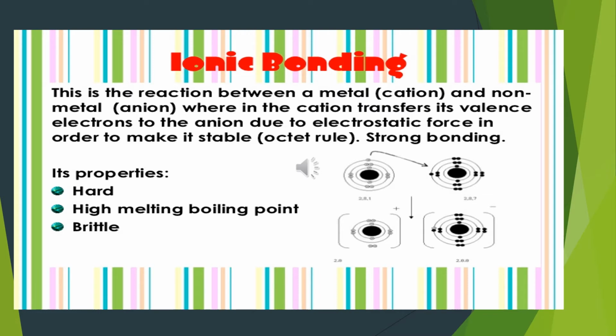Here, sodium would like to lose 1 electron for a full shell and chlorine would like to gain 1 electron for a full shell. Hence, sodium becomes Na+ and Cl becomes Cl-, and they combine together and form a sodium chloride.